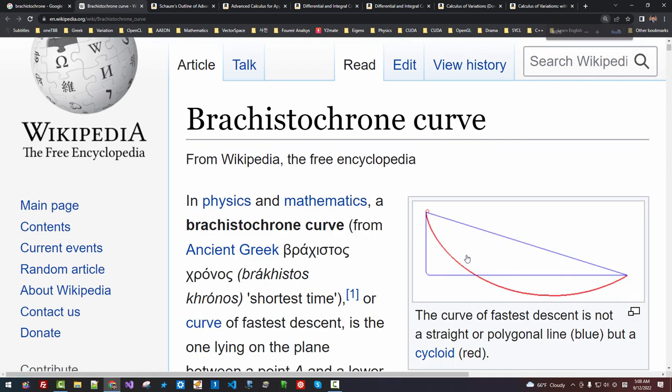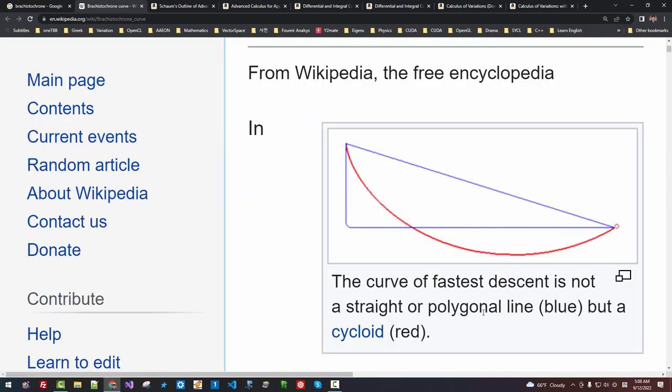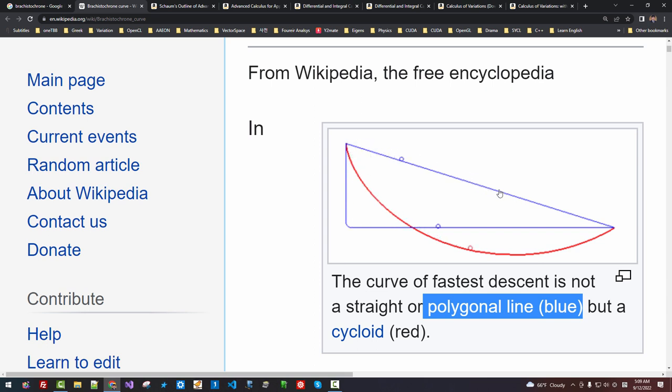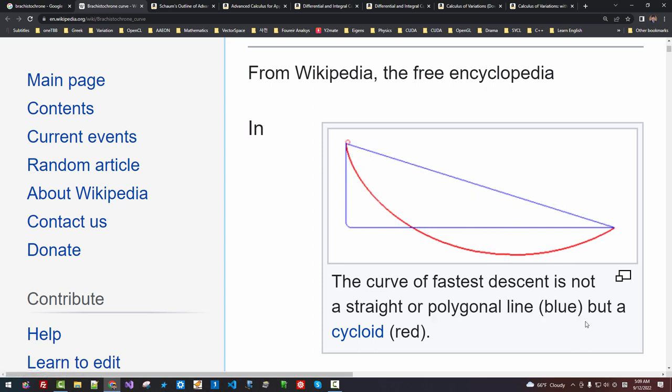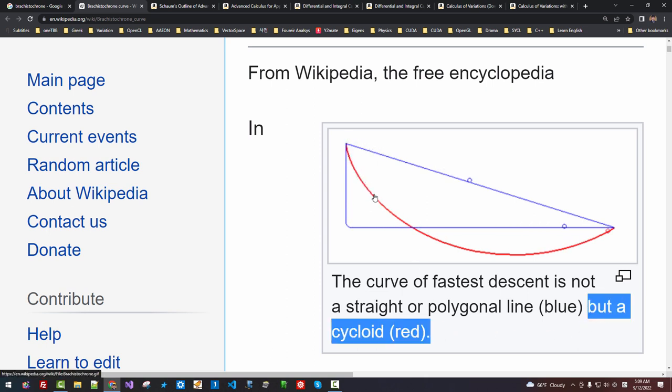This problem was posed by Johann Bernoulli in 1696. Please watch this graph. In this animation, this bead reaches point B fastest. The curve of fastest descent is not a straight or polygonal line. This is straight. This is a polygonal line. But a cycloid. This is a cycloid.